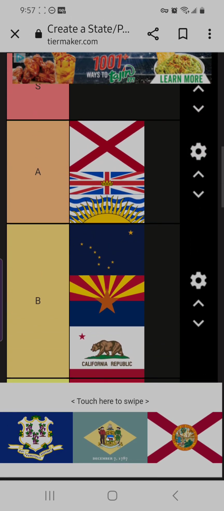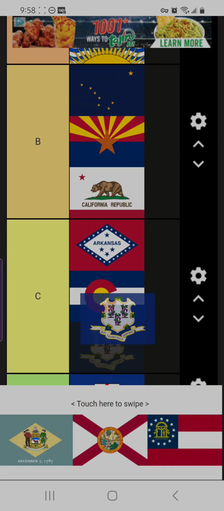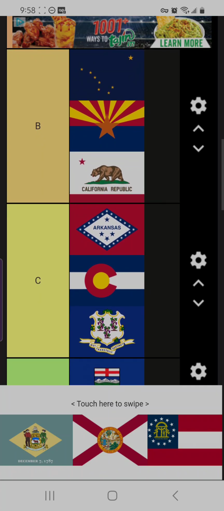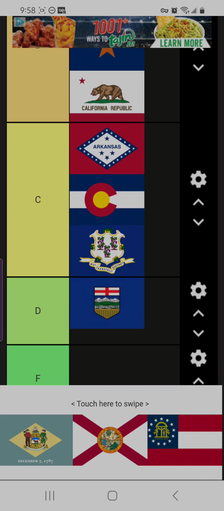Always out of everything here. Connecticut's unique. I'm gonna put them in C tier, because they have good things about the flag, but they also have bad things going for the flag.